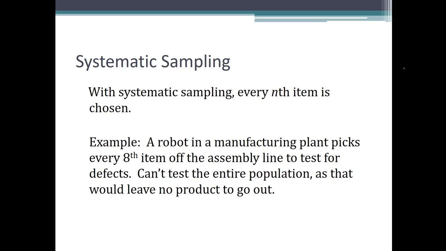And then if nothing's wrong with it, they can feel pretty confident that the cans of soup coming down the line are fine. If they find something wrong with it, then they know, hey, let's stop the assembly line and check further into this. They can't test the entire population, because then that would leave no soup to send out. If they opened every can of soup and tasted it, then there would be no product left to send out and sell. So they might just pick every nth item to test. So that's one example of systematic sampling.